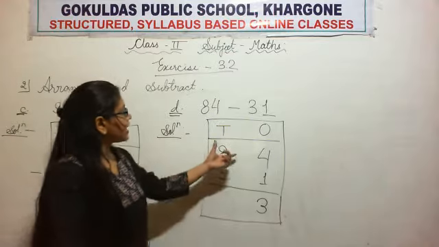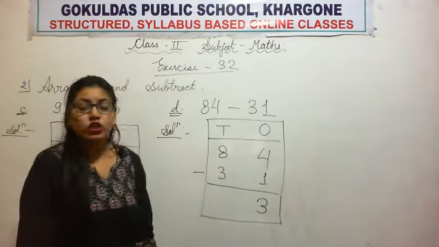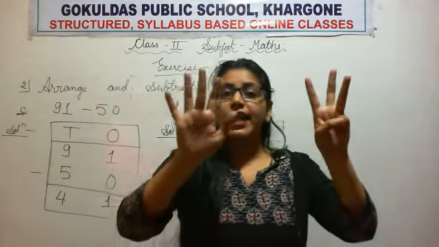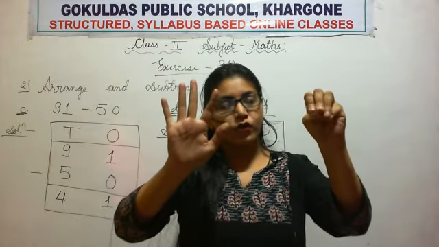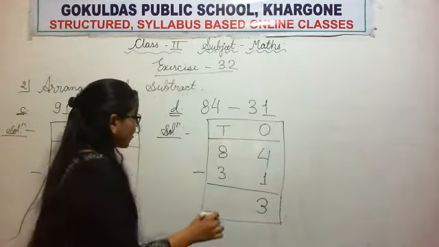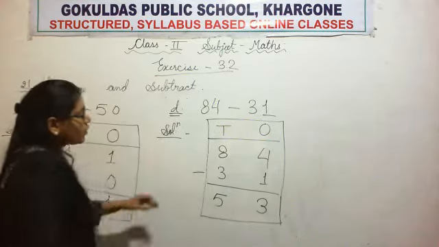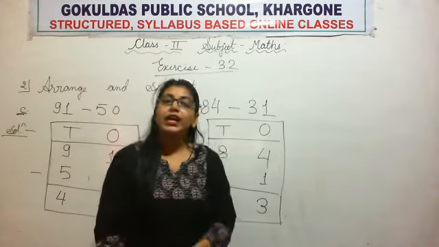Now moving towards the tens column. 8 minus 3. So let's open 8 fingers, all of you with me. 1, 2, 3, 4, 5, 6, 7, 8. Now minus 3 is there, so we'll remove 3 fingers. 1, 2, 3. Now 5 fingers are left. It means we'll write the number 5. So 84 minus 31 is equal to 53.